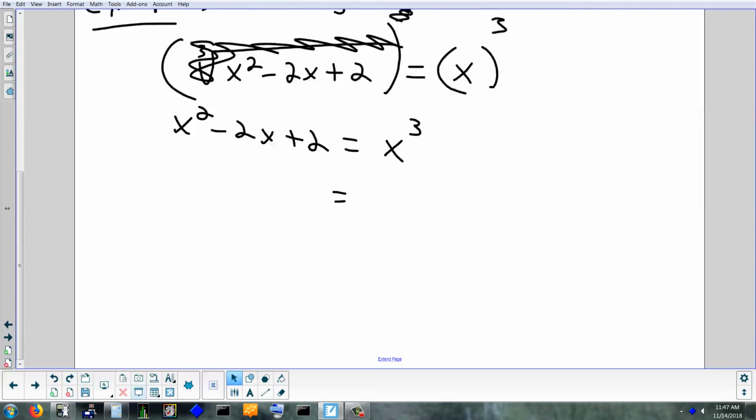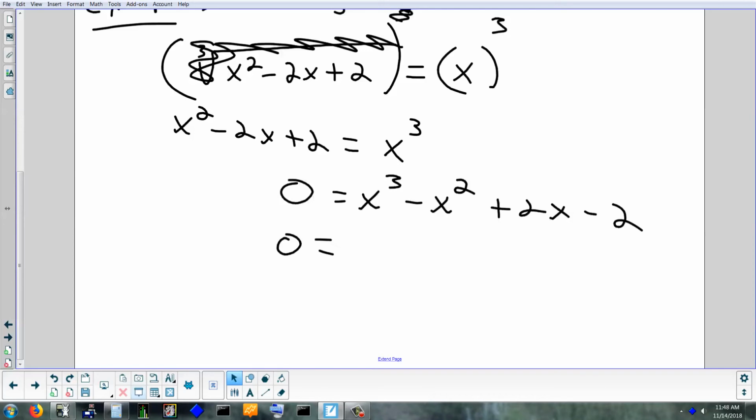So I always like to keep the highest exponent term positive. So I'm going to put everything on the right. So I'm going to have x cubed minus x squared plus 2x minus 2. Now, whenever you have 4 terms, the kind of factoring you always want to try is factor by grouping, which means you factor what you can out of the first 2, and then what you can out of the last 2, and then hope that you see a pattern.